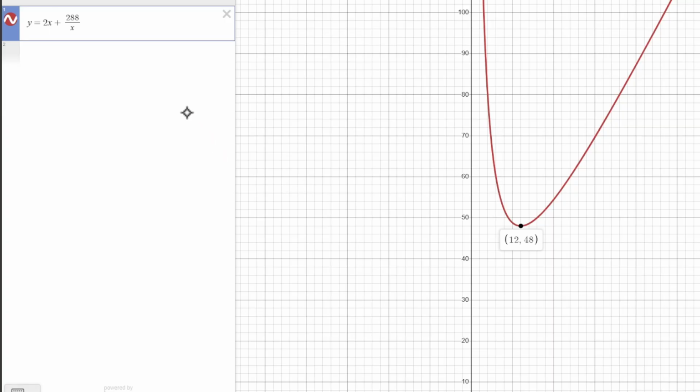So what I've done here is I've gone into Desmos and I input the equation y equals 2x plus 288 over x, and it's giving me this graph of the function. There's a negative part, but the numbers had to be positive. So what I have here is a minimum value at x is 12, and the output of the function is 48, which was the sum of our two numbers, and that's the minimum value on the graph.